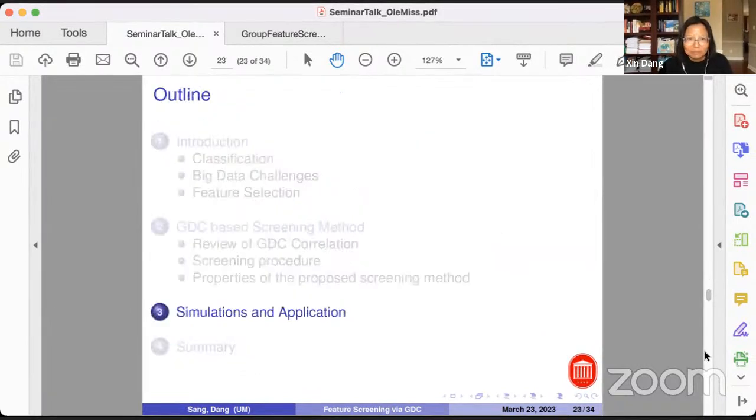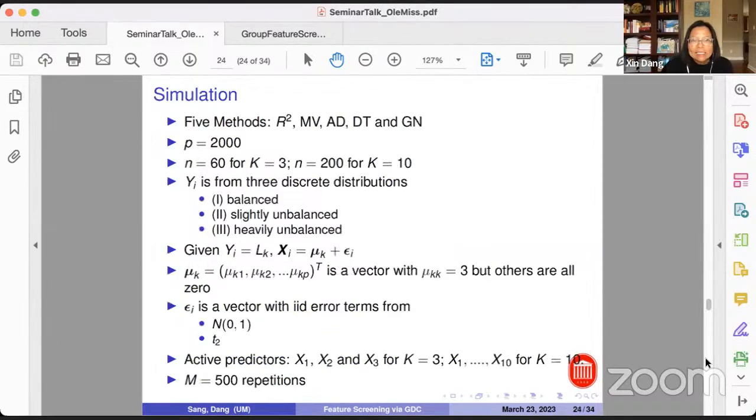Okay, and now I go into the simulation study and application. We conduct several simulations, and this one includes just one of those 4 simulations. We compare 5 methods. This is doing individual screening, so we can do this R square. It is ANOVA R square. Since X is 1 dimensional, we are able to find the R square. And MV, as we said, is the mean variance introduced before.